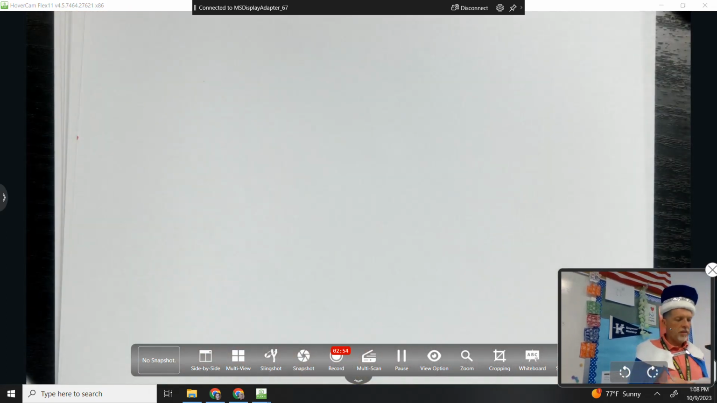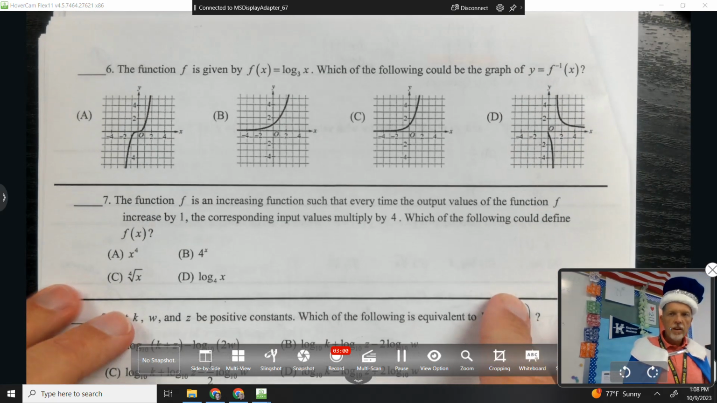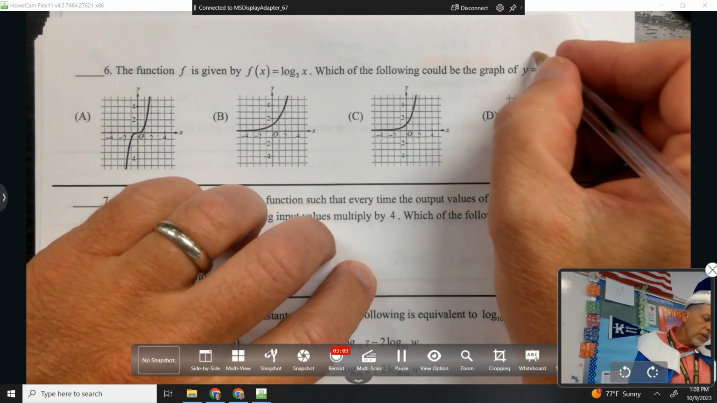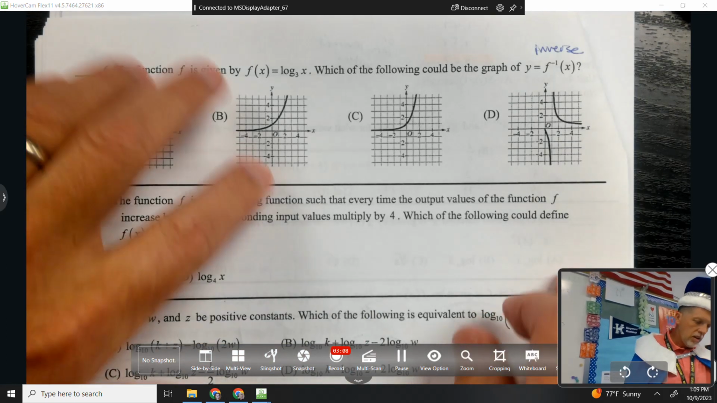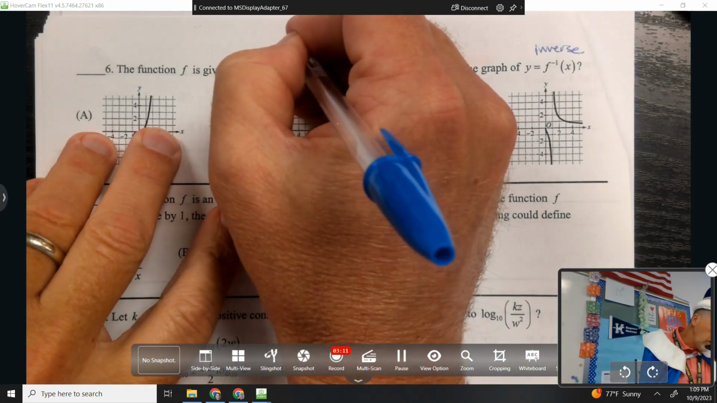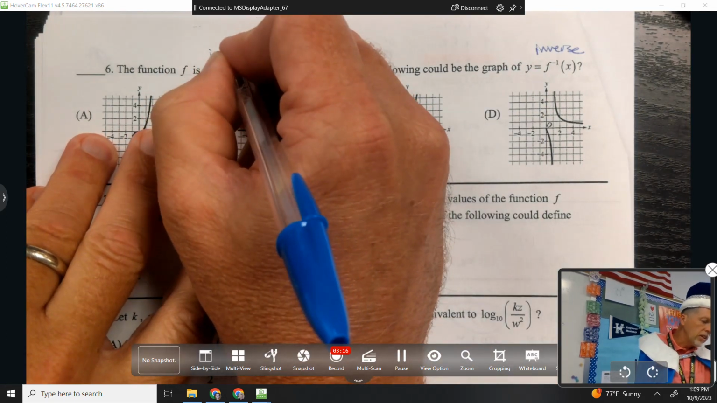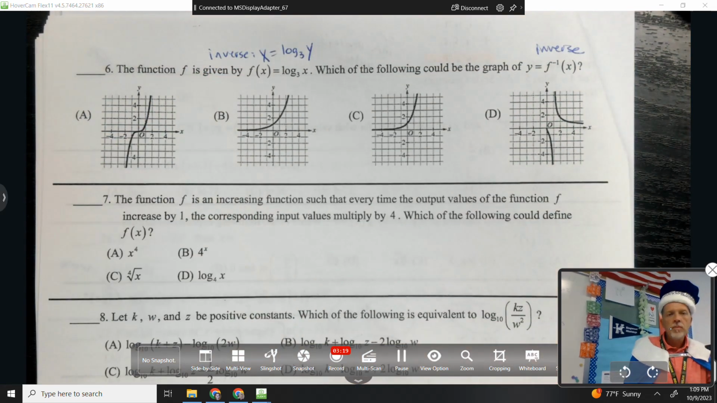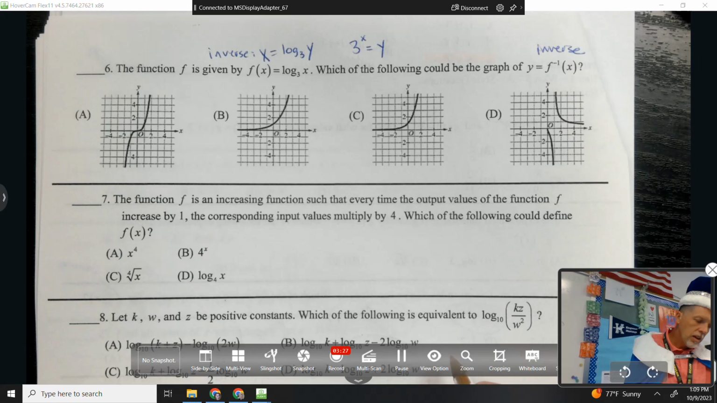Number 6. The function f is given by f of x equals log base 3 of x. Which of the following could be the inverse? Again, another inverse question. So y equals log base 3 of x becomes x equals log base 3 of y, that would be the inverse, if I switch x and y. And if I fishhook that, 3 to the x equals y. So I start looking to see which of these graphs is y equals 3 to the x.